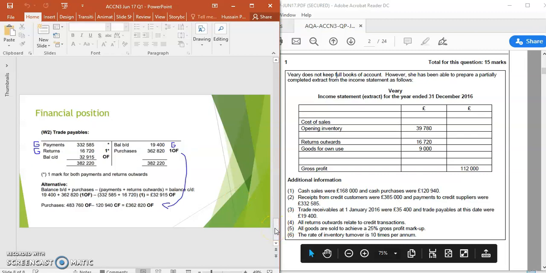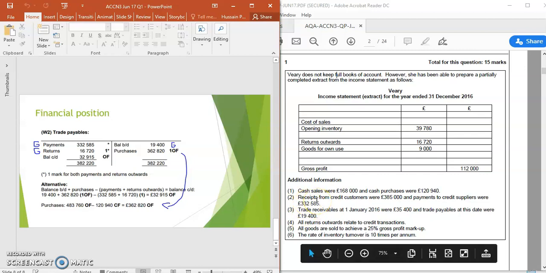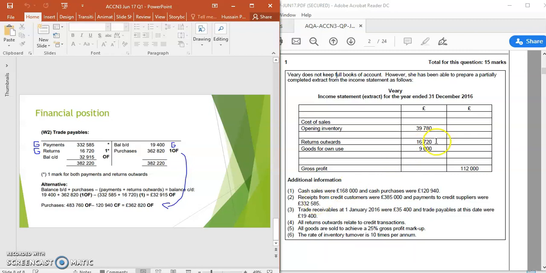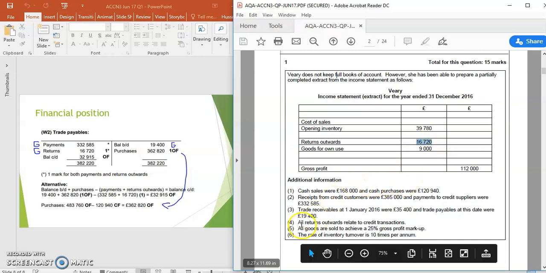Likewise, trade payables is going to be very similar. You've got the balance brought down, G for given, it's given in the scenario, 19,400, it's point number 3. We have payments, point number 2, given to us there. The returns, obviously we don't know what these returns are. We don't know if they're cash or credit. However, in the scenario they've mentioned, point number 4, all returns are to do with credit transactions, so they need to go into the T account.